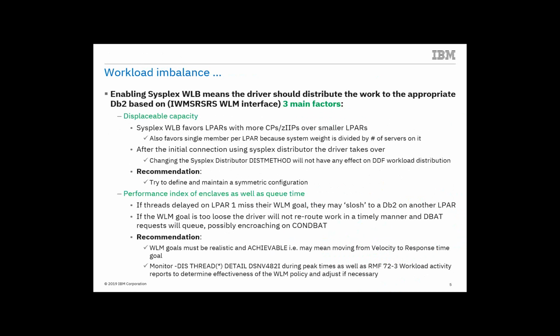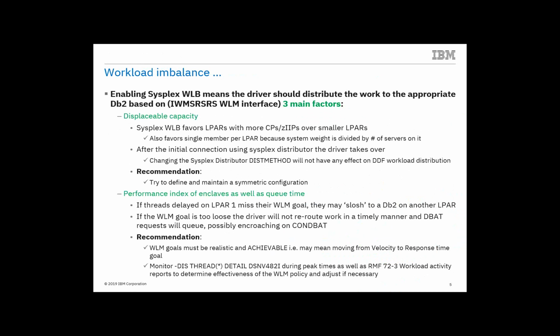But if your goal is not accurate or realistic and attainable, meaning the goal in the WLM policy, then if this DDF workload either never makes its goal or makes its goal regardless because the goal is too loose, then you'll get inconsistent behavior, right? If it never makes its goal, there's no telling where we route the work. It'll probably just go in order of the DB2 subsystems. And if it's too loose, the fear there is that WLM is going to react too slowly.